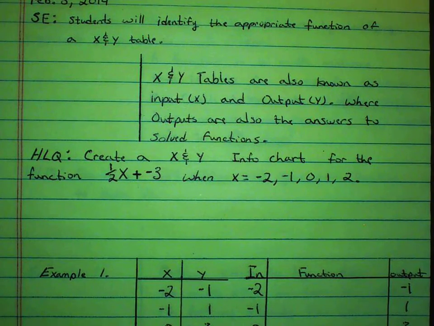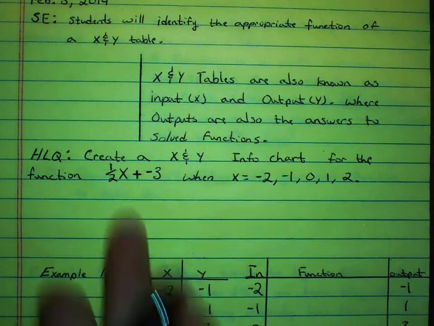You need to understand that your X and Y tables are also known as input or X and output is Y, where outputs are also the answers to your solved functions. So for your HOQ, what I want you to do is create an X and Y info chart for the function half of X plus a -3 when X equals -2, -1, 0, 1, and 2. You can do that at the end of the lesson.